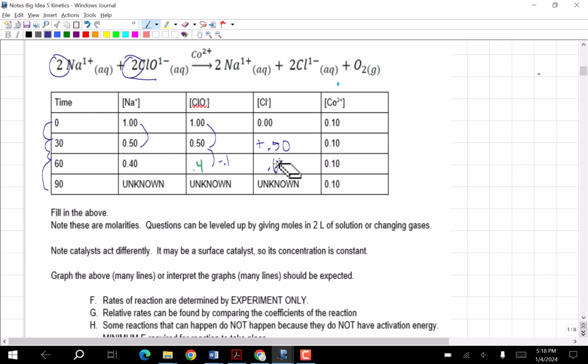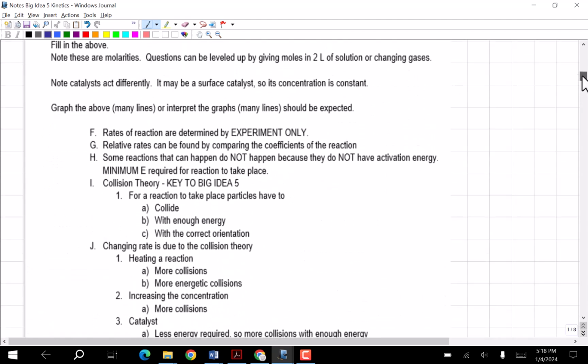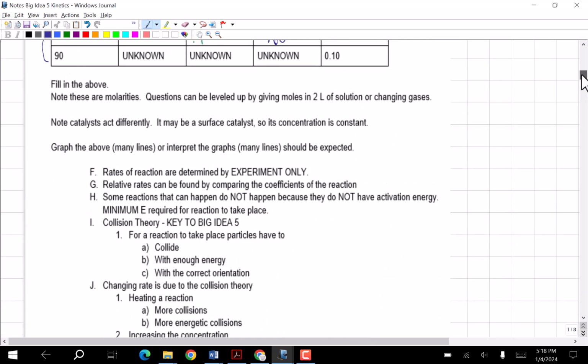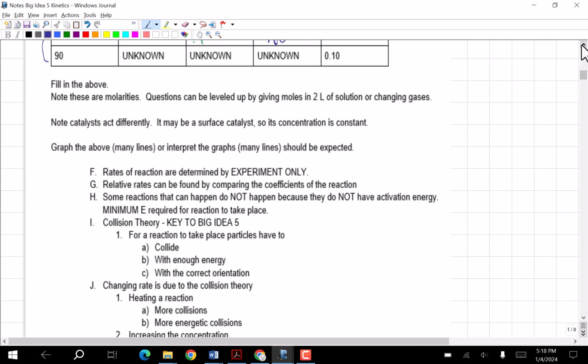And then cobalt plus 2 is constant all the way through. Sometimes you have things that set a condition for it that don't do anything, so they're not involved. Note that these are molarities. Questions can be leveled up by giving moles in 2 liters of solution, and then you just change into molarities. Note catalysts act differently. It may be a surface catalyst, so its concentration is constant. Cobalt plus 2 would be an example of that.